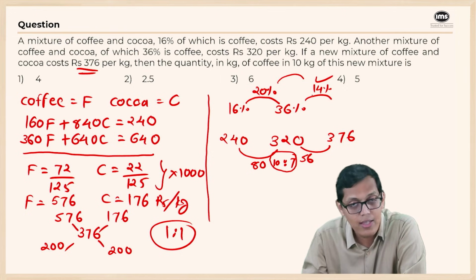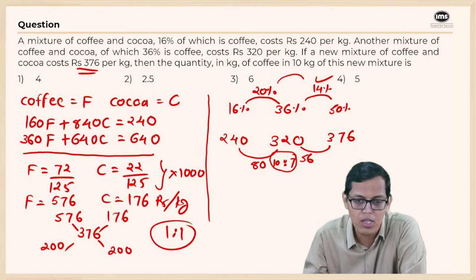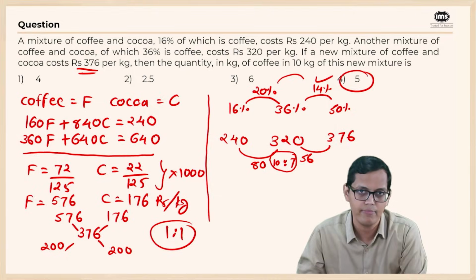This is telling us that you should increase this 36% by 14%. So 50%, that is what you were targeting. 50% of 10 is 5 kg. That's a super shortcut, everybody.